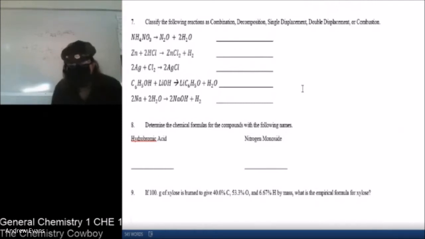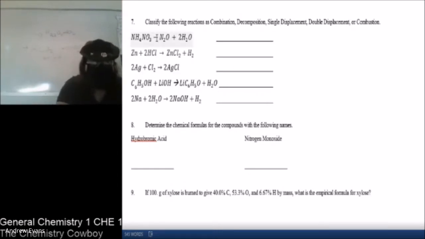So, breaking down what each one is. Combination is two elements become one element or one compound. Decomposition, one compound becomes 2 compounds or elements. Single displacement, an element and a compound switch places. So an element goes into a compound, kicks out a new element. Double displacement, 2 compounds, the cations or the anions, switch places. And combustion, well, essentially, it's like a single displacement with oxygen.